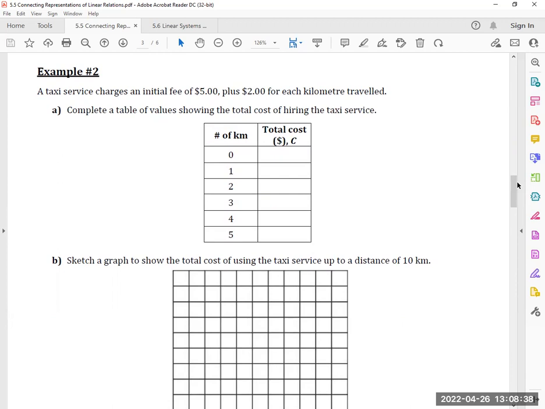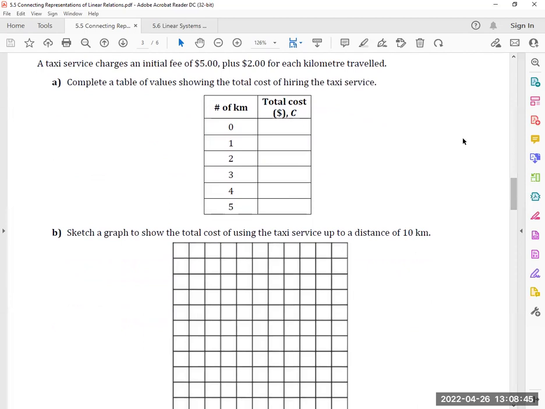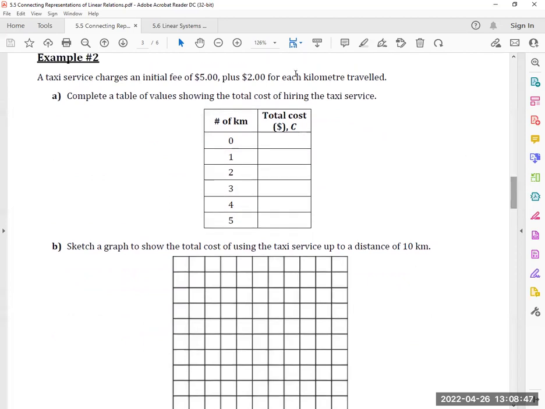Anyways, let's keep going. Example 2. This time I'm going to give you a chart. Initial fee, $5, $2 extra for every kilometer. Okay, let's try to finish this.